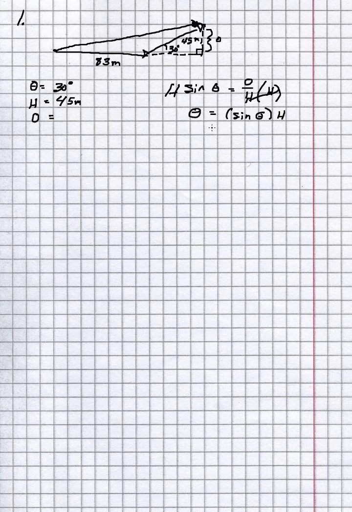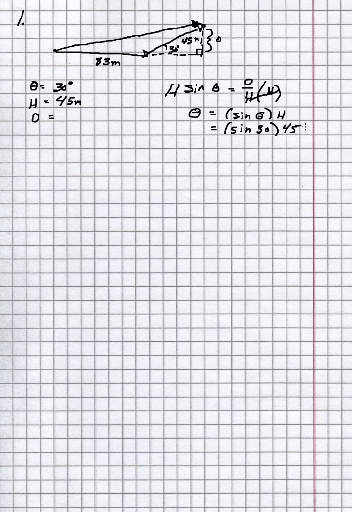Now I can just insert those numbers. I need the sine of 30 times 45. Now use your calculator to get that sine. Make sure that your calculator is set to degrees. If it's set to radians, you're not going to get the right answer. So be sure before you begin that you've got it set to degrees every time.